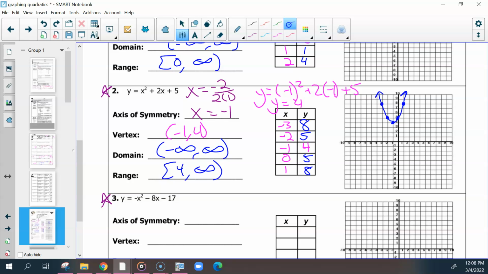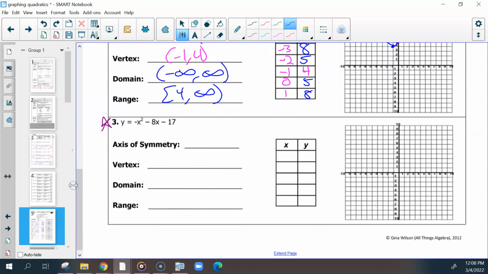Questions on this? We'll do a couple more examples if we have time. I think we'll have time to do both. If not, we'll do one and stop, but I think we'll have time to do both.